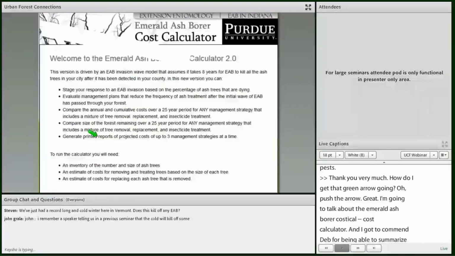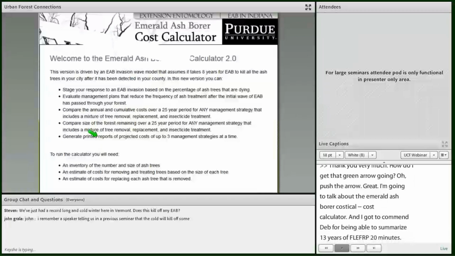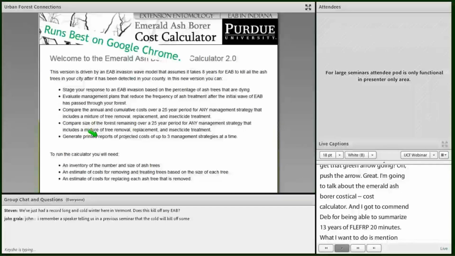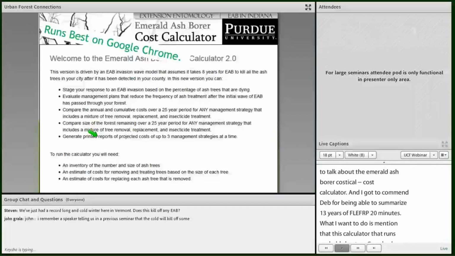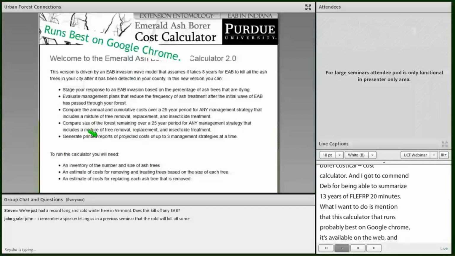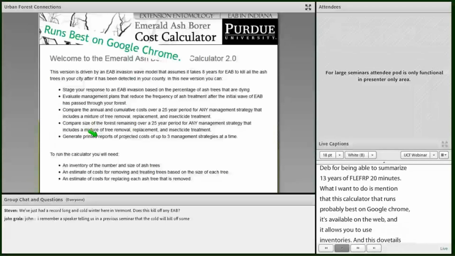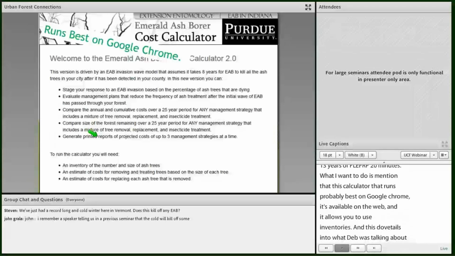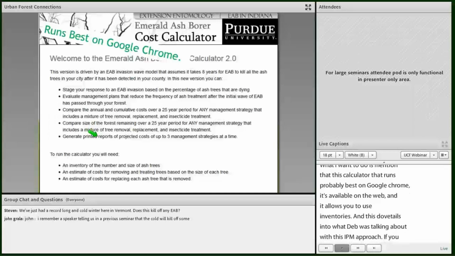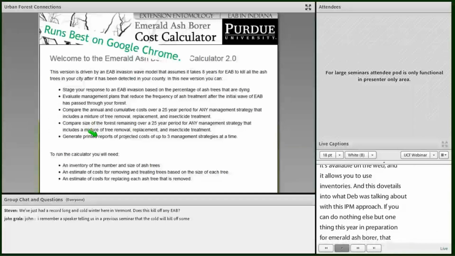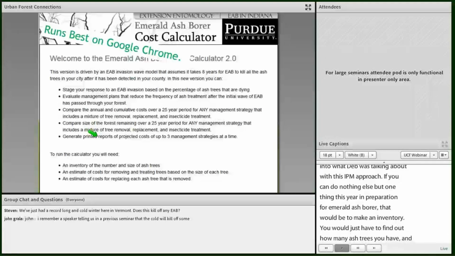What I want to do is mention that this calculator, which probably runs best on Google Chrome, is available on the web, and it allows you to use inventories. This dovetails into what Deb was talking about with this IPM approach. If you can do nothing else but one thing this year in preparation for Emerald Ash Borer, it would be to make an inventory. You would just have to find out how many ash trees you have, and I'm specifically talking about urban areas, so that you have an idea how big your problem is.